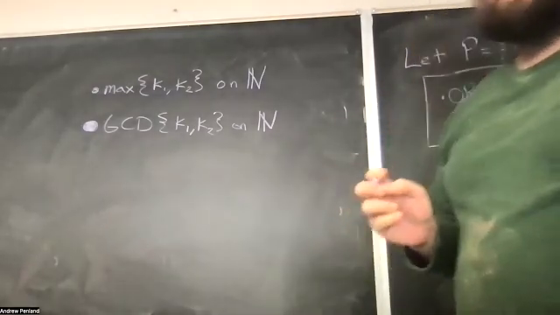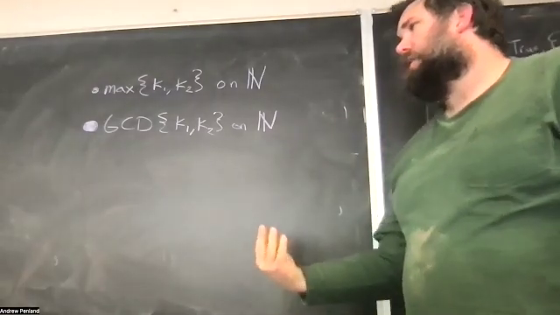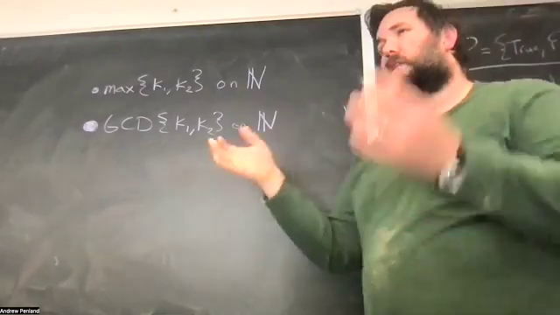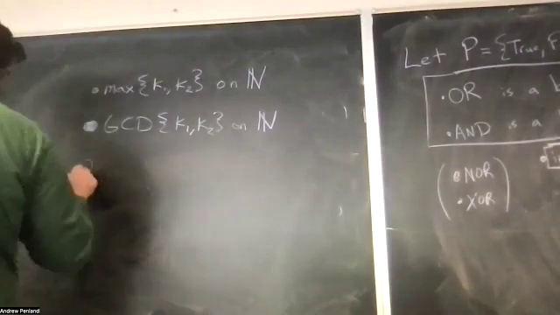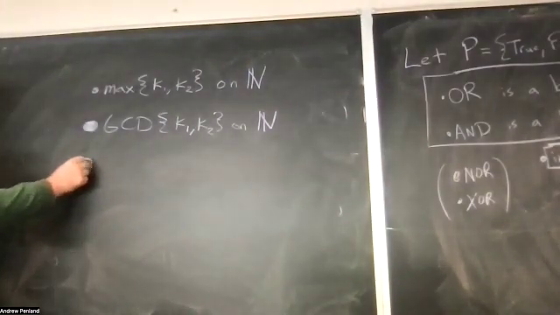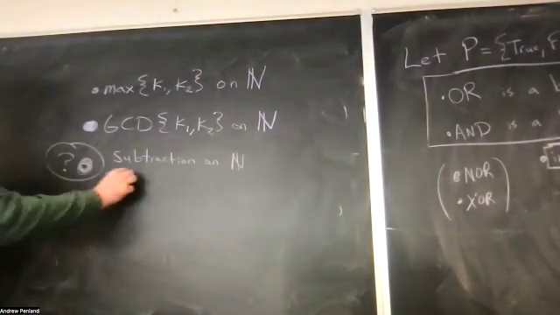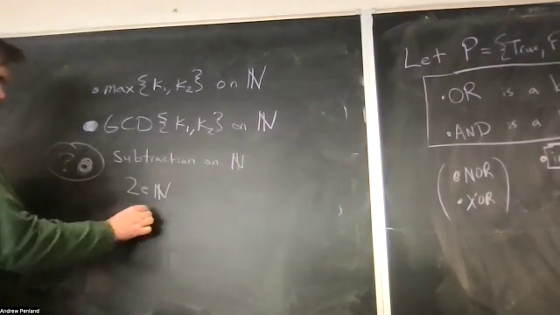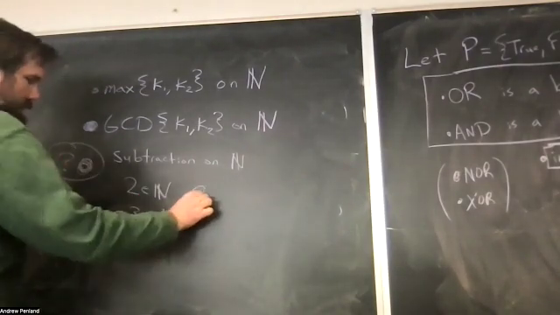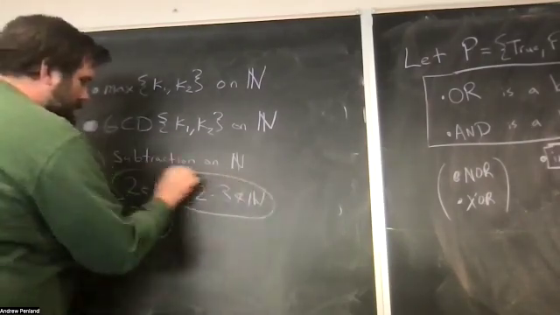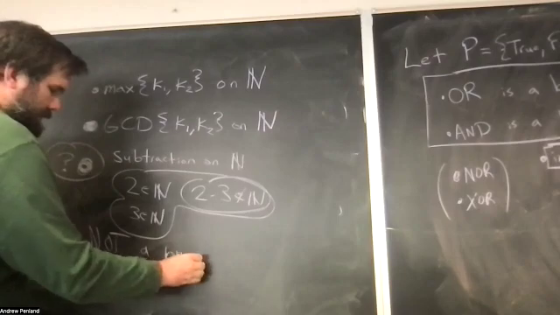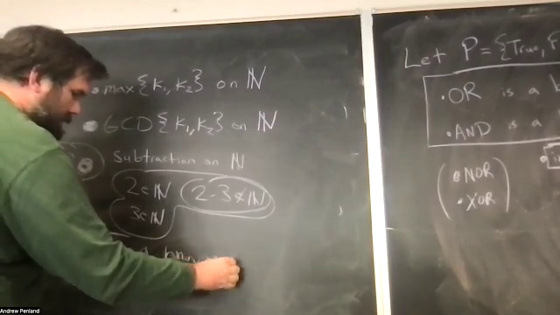Now, the tricky part is you need to be sure that you get back something in the set that you initially pulled the two things from. So would subtraction on the natural numbers work as an example? Why not? Yeah, 2 is in N, 3 is in N, but 2 minus 3 is not in N. So this is not a binary operation because it doesn't always return something from the same space at the end.